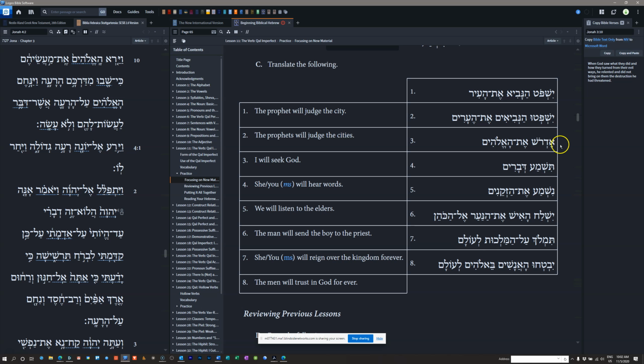All right, number 3. Again, thinking verb. How many letters am I supposed to have in a verbal root? 3. How many do I have? 4. What are my prefixes? What are my suffixes? Does shin ever function as a suffix? No. You never get shin as a suffix. But what about prefixes? Does aleph ever function as a prefix? Yes, in the qal imperfect 1cs, we get an aleph prefix.